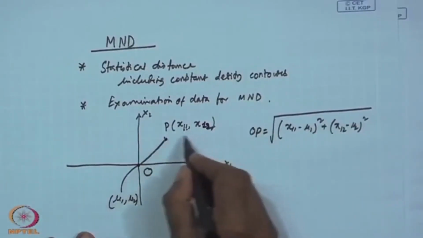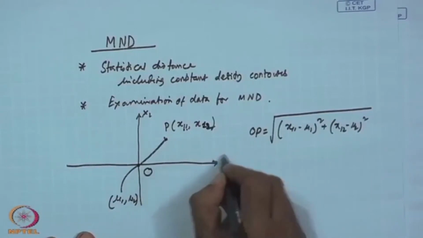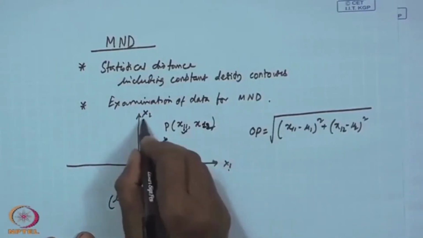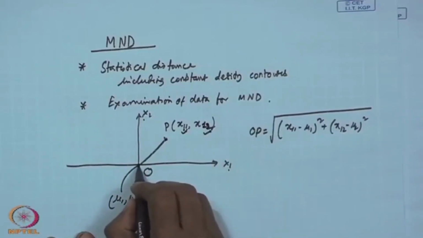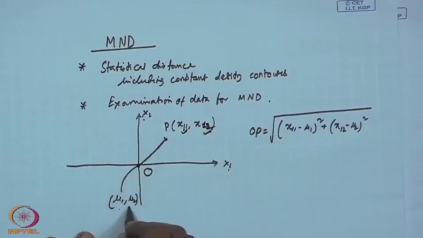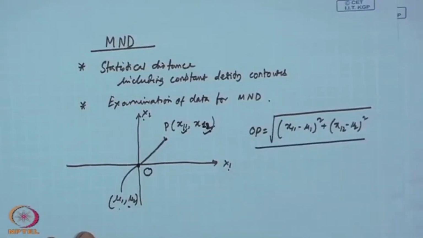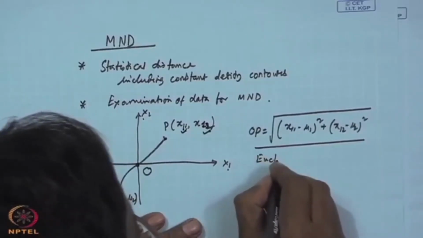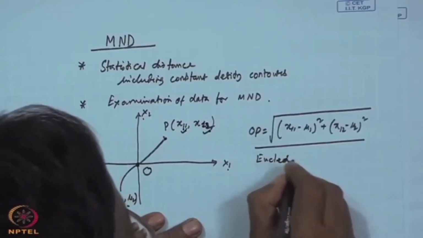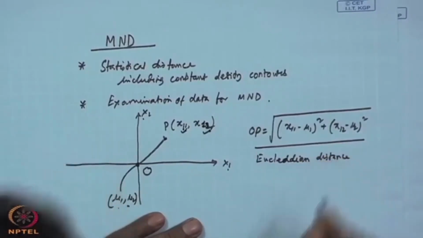This is a point with coordinate values. For x 1 this is x 1 1, for x 2 this is x 1 2, and this is the reference point O with mu 1 and mu 2 as coordinates. Then this distance is known as Euclidean distance.